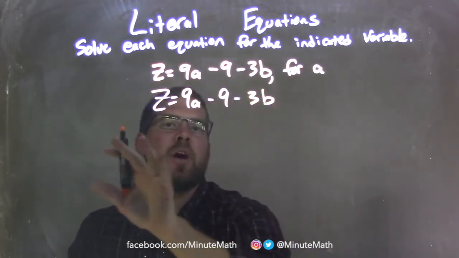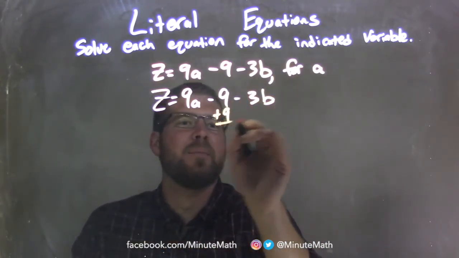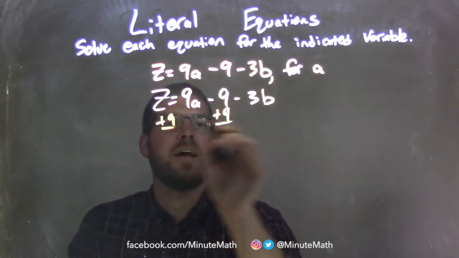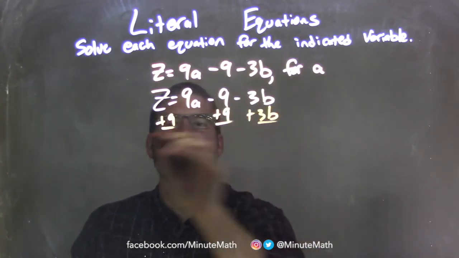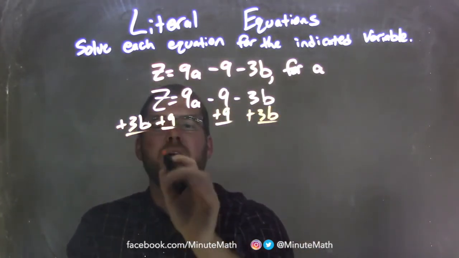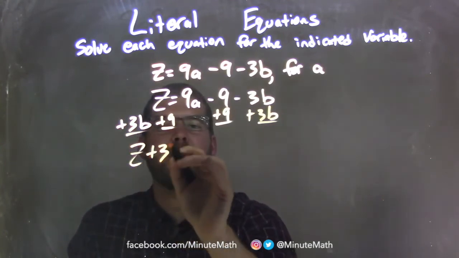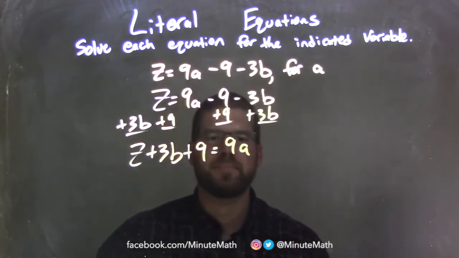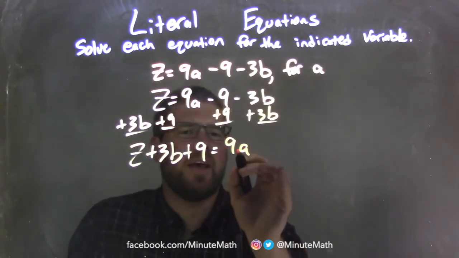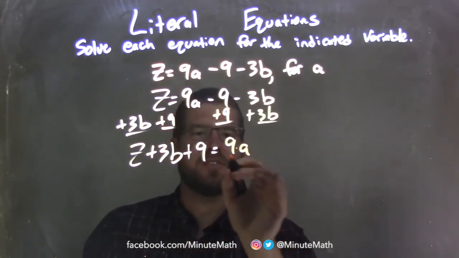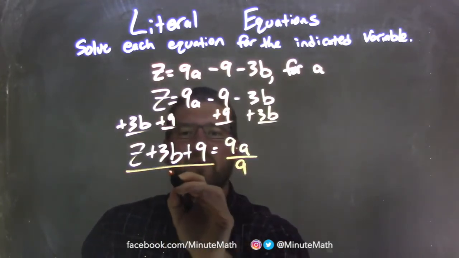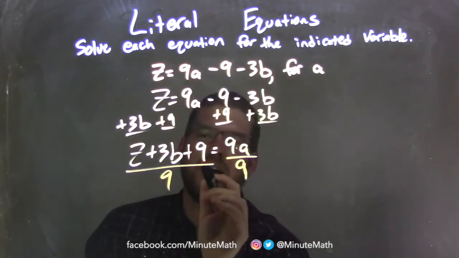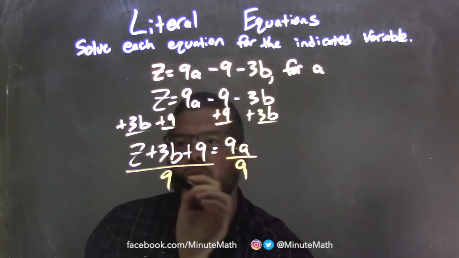I'm going to bring everything over except for the a. So I'm going to add a 9 to both sides, and I'm going to add a 3b to both sides. So we're left with z plus 3b plus 9 equals 9a. Well, there's 9 times a there. Opposite of multiplication is division, so I'm going to divide by 9 on both sides. But make sure when I divide by 9 on both sides, I do it to everything that's over here.